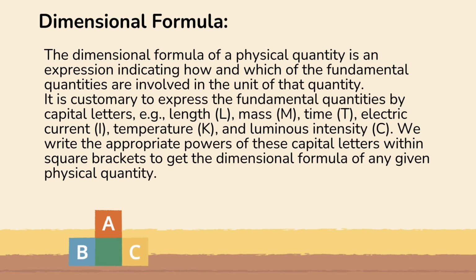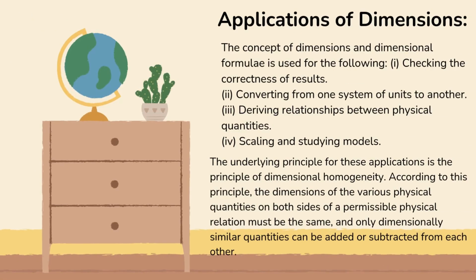It is customary to express the fundamental quantities by capital letters like length, L, mass, M, time, T, electric current, I, temperature, K, and luminous intensity, C. We write the appropriate powers of these capital letters within square brackets to get the dimensional formula of any given physical quantity. Applications of dimensions.